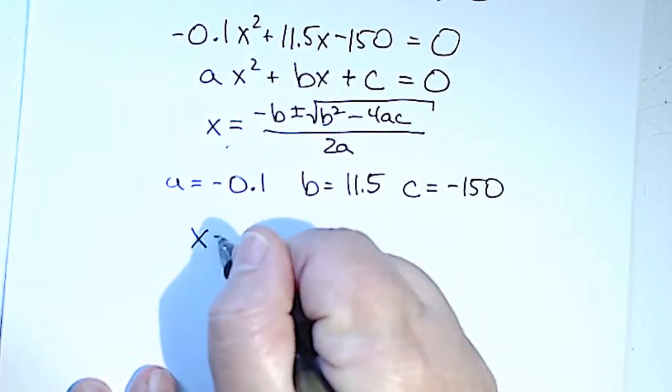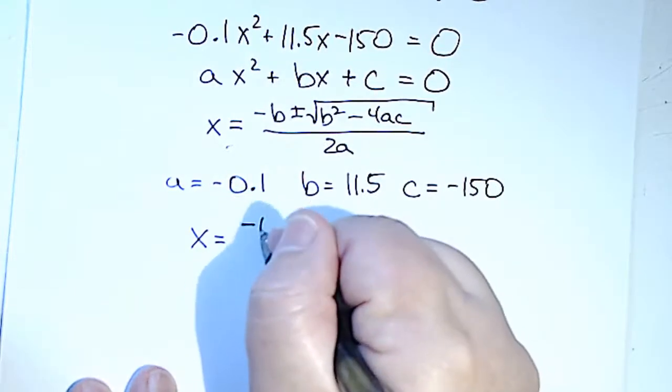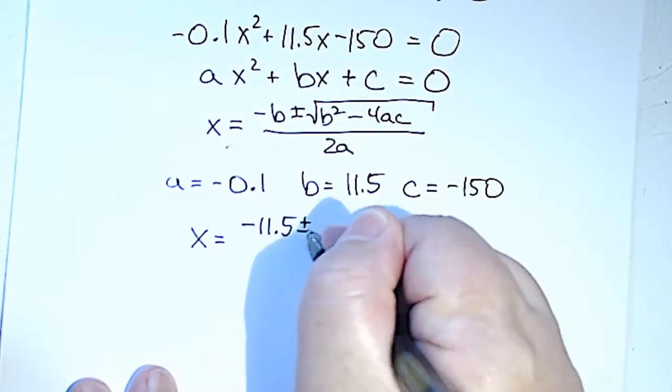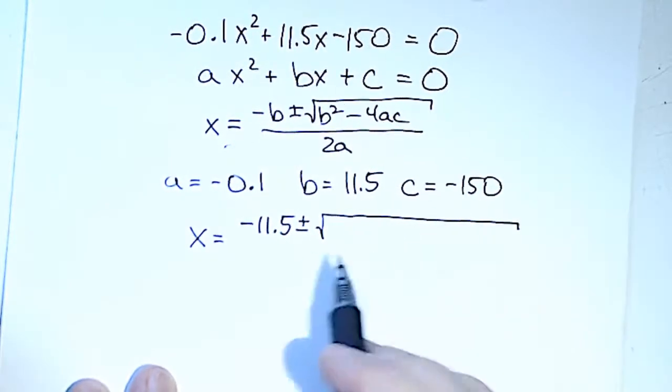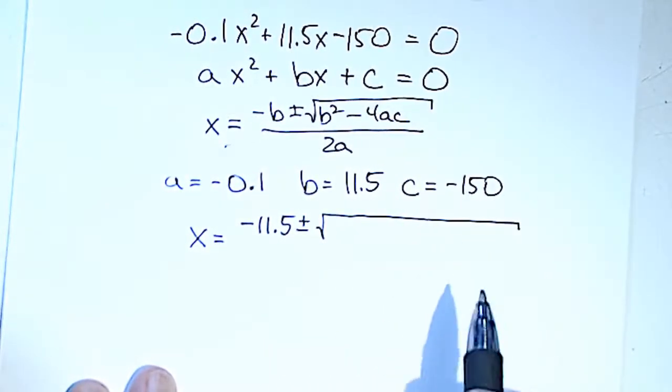Yay, math. So I've got negative 11.5 plus or minus. Now, here's where I'm going to try to change my ways. I'm going to give myself a really big radical. See if this is big enough.